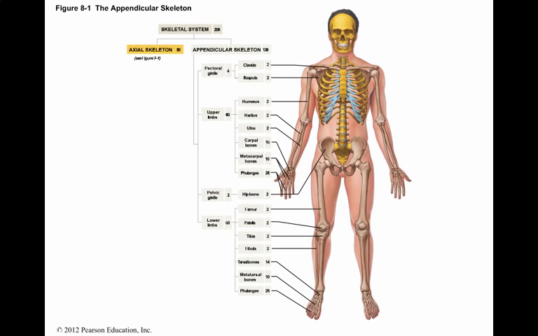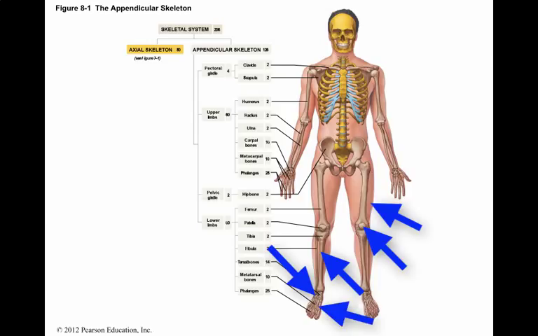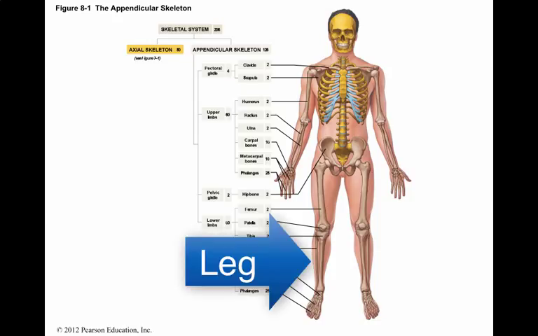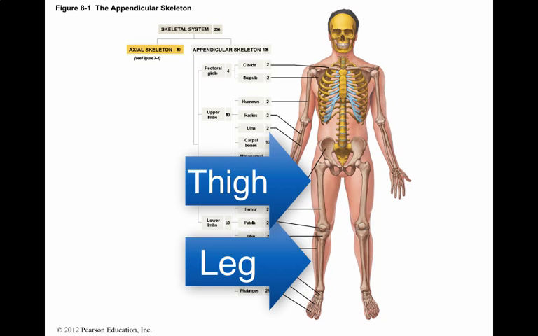In the lower limb, the skeleton consists of a femur or thigh bone, a patella or kneecap, a tibia and a fibula or leg, and the tarsal bones, metatarsal bones, and phalanges of the foot. The term leg refers only to the distal limb, and thigh refers to the proximal limb.